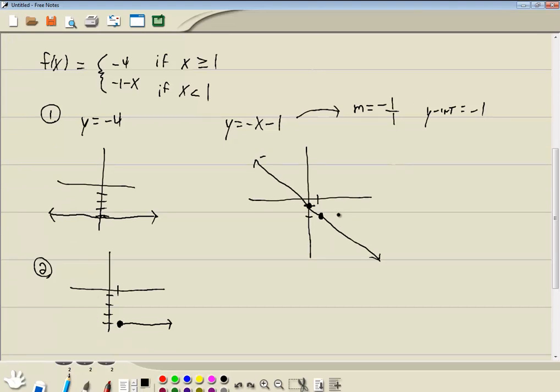And it looks like this when x is less than 1. So it's going to be the same graph, I'm just going to keep the part of the graph where x is less than 1. There, and then like that. And since it's a less than, this will be an open dot.